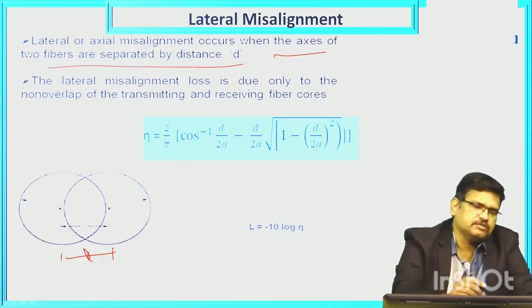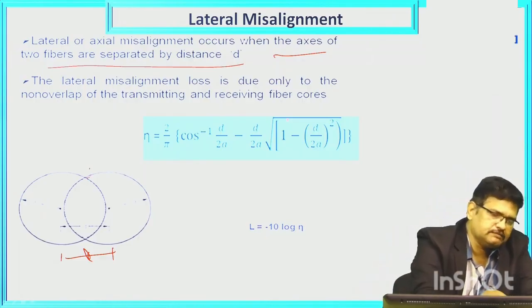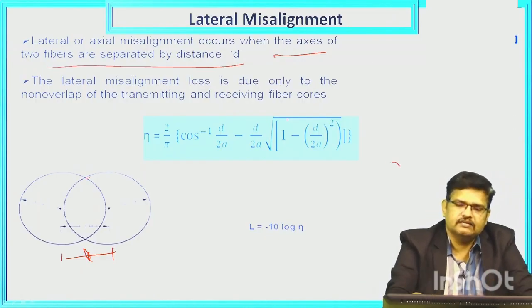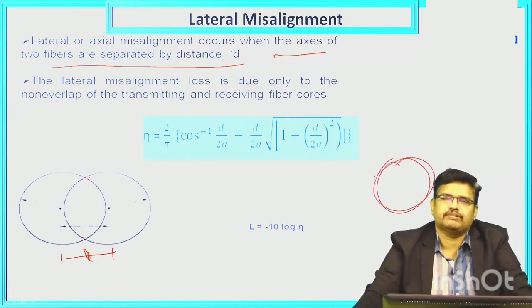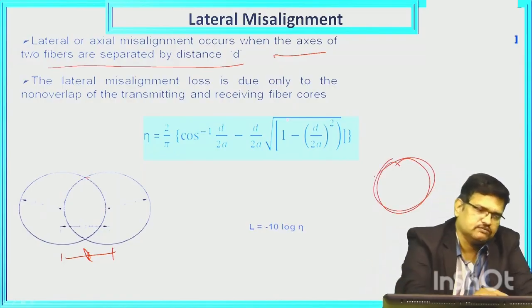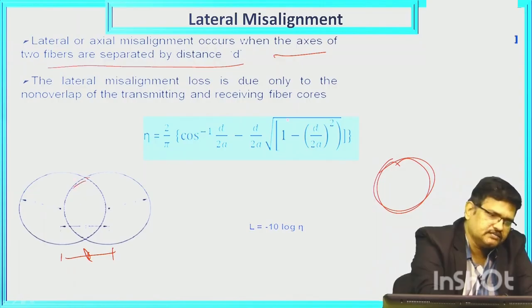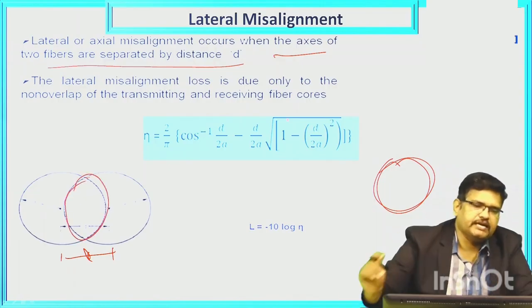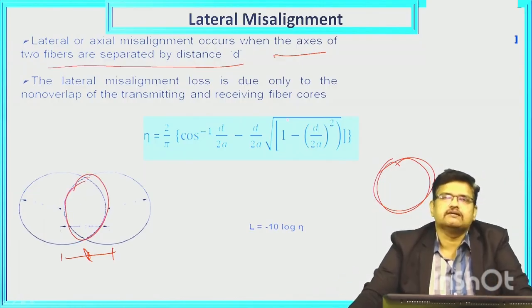So if you observe, when the fiber is perfectly matched, then both the circles overlap perfectly. If you observe this overlapping thing, this is nothing but the misalignment area. Here only we are experiencing the fiber loss.